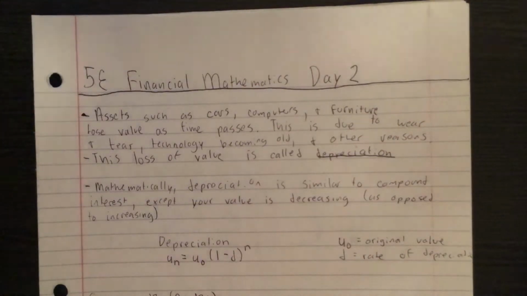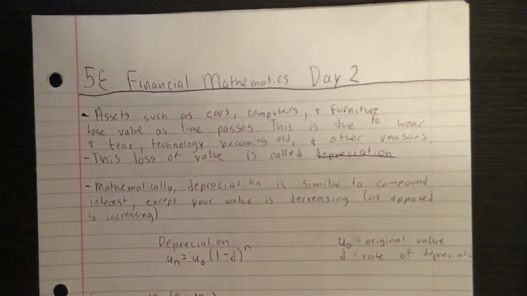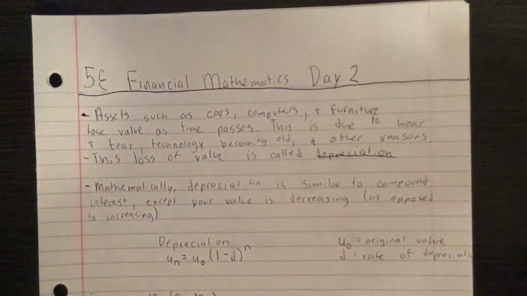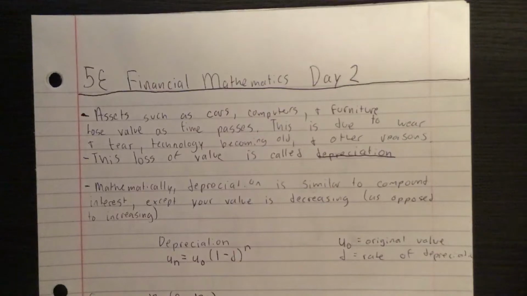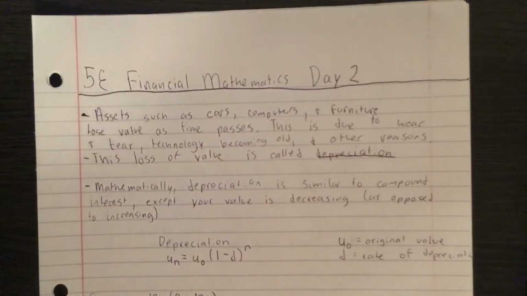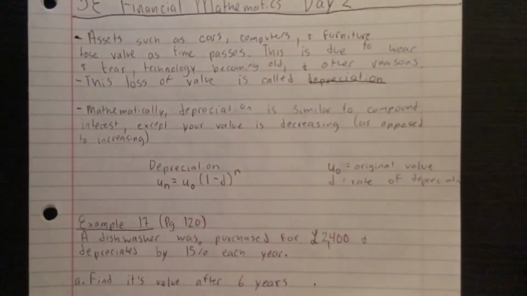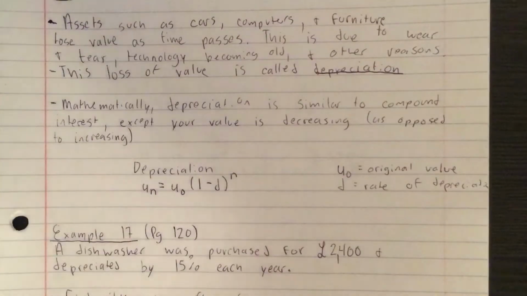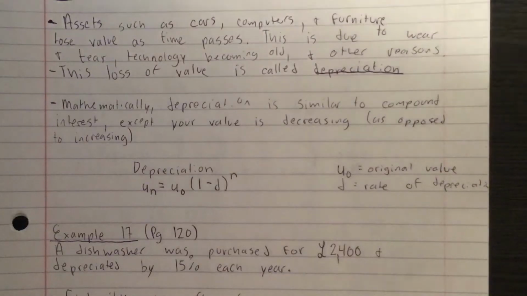So for today, we're going to talk a little bit about depreciation. Depreciation is when things lose value over time. Some things that lose value over time are cars, computers, furniture, boats. Basically anything that has wear and tear, or where the technology becomes old and they make better versions of it. Typically those things are going to lose value over time. Mathematically, depreciation is similar to compound interest, except your value is going to be decreasing. There's going to be some exponential decay.